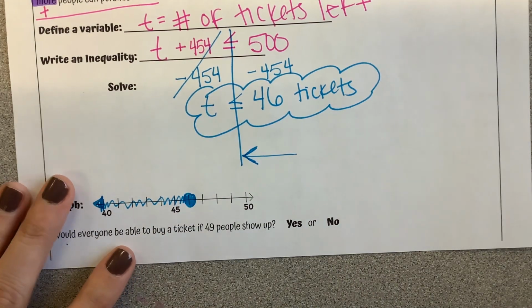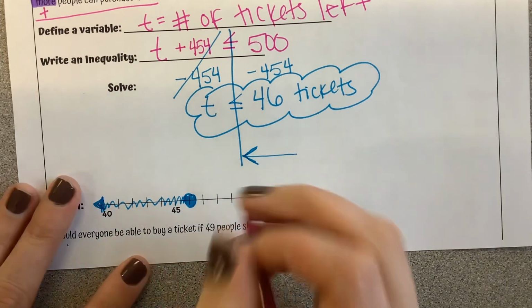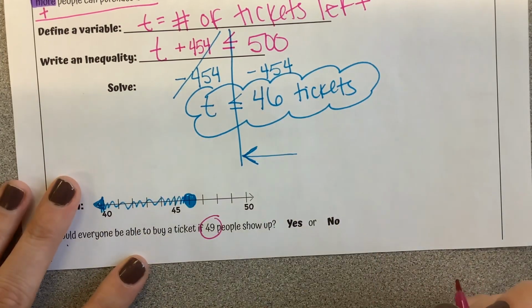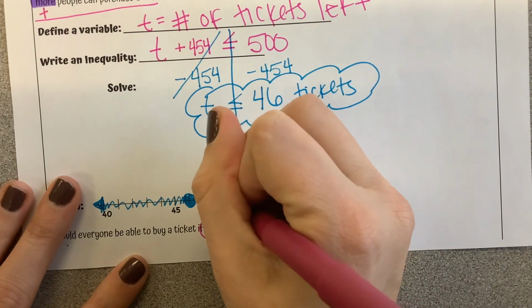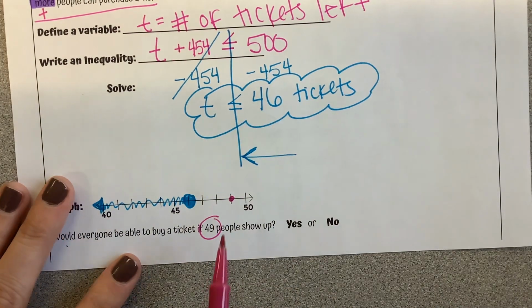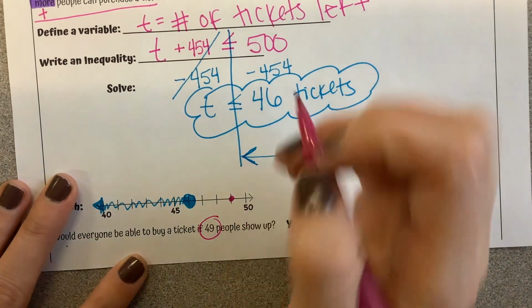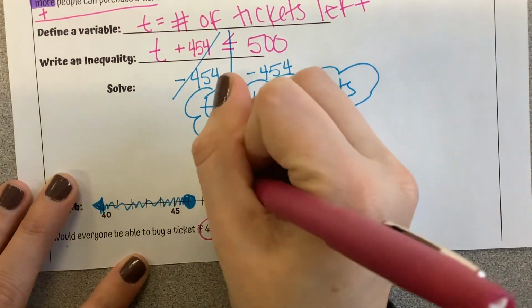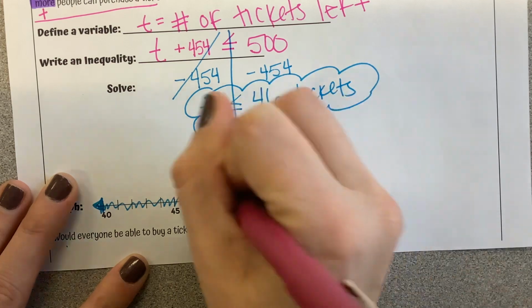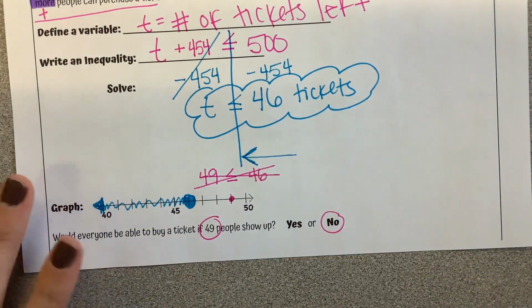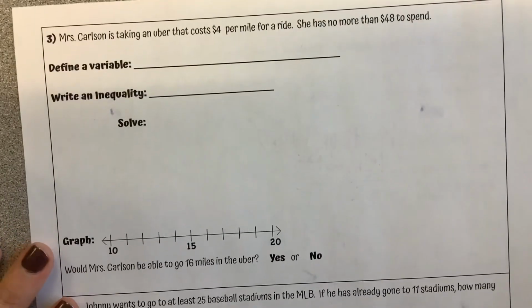And last part, would everyone be able to buy a ticket if 49 people show up? So I'm going to find 49 on here, and I'm going to mark it. Is that part of the shaded area? No. Plus, if I plugged in 49 is less than or equal to 46, that is not a true statement. All right, flipping over to the back.